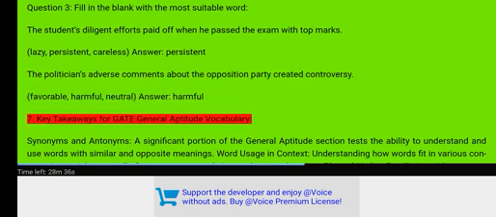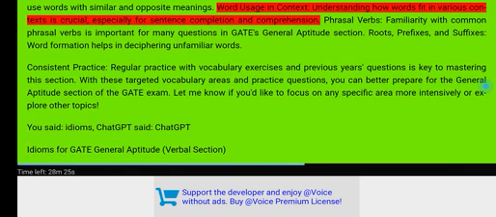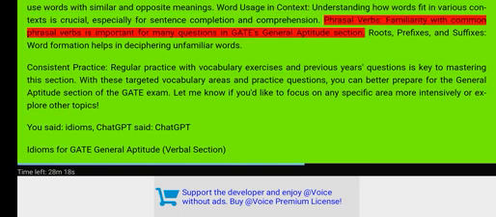7. Key takeaways for GATE General Aptitude vocabulary. Synonyms and antonyms: a significant portion of the General Aptitude section tests the ability to understand and use words with similar and opposite meanings. Word usage and context: understanding how words fit in various contexts is crucial, especially for sentence completion and comprehension. Phrasal verbs: familiarity with common phrasal verbs is important for many questions in GATE's General Aptitude section.